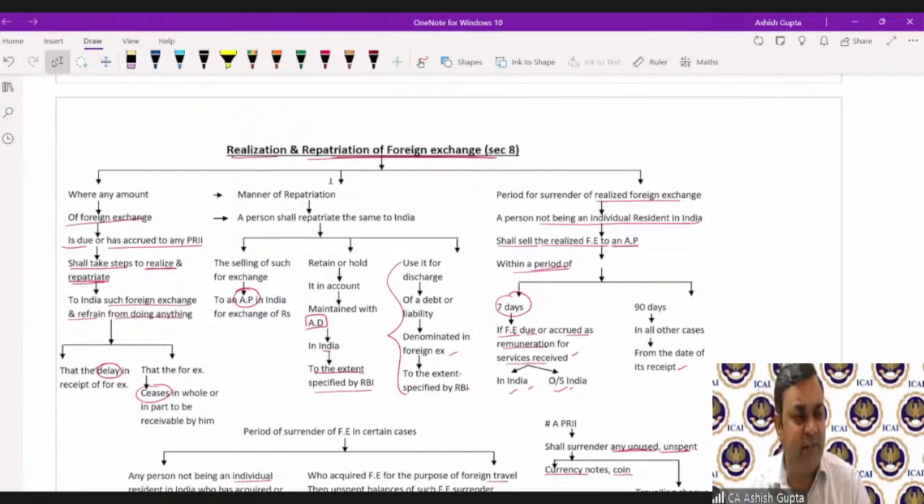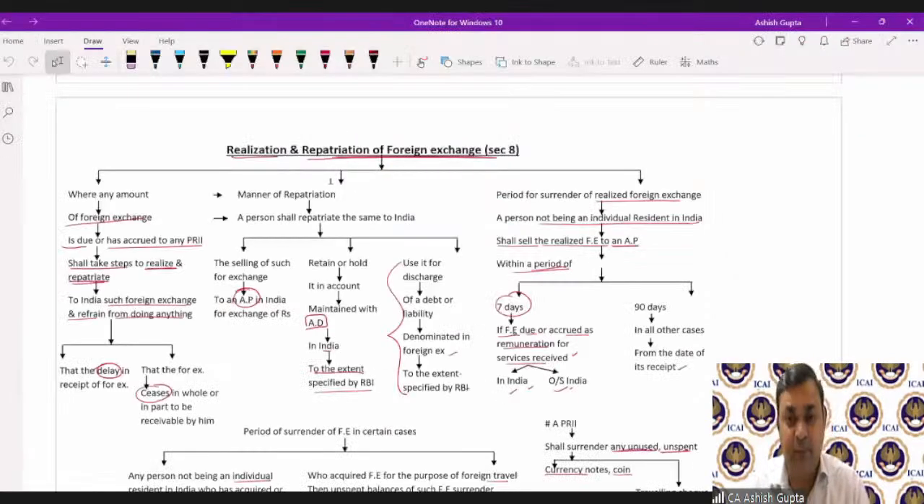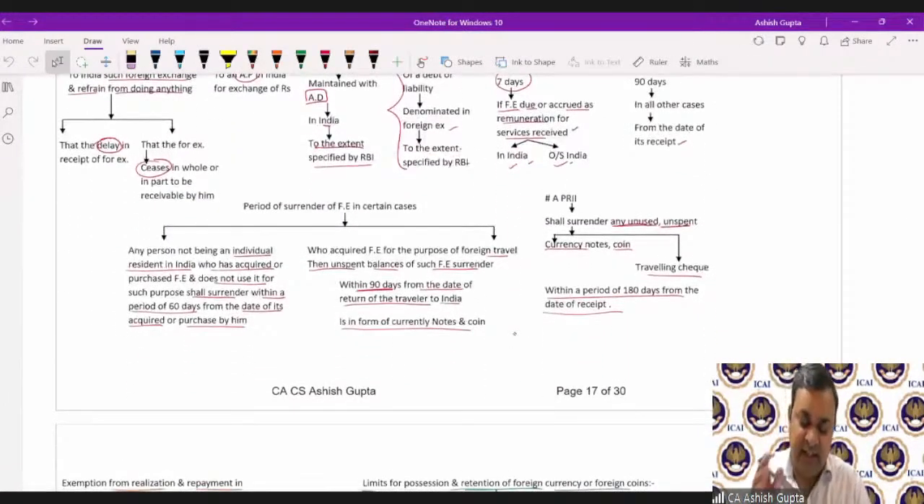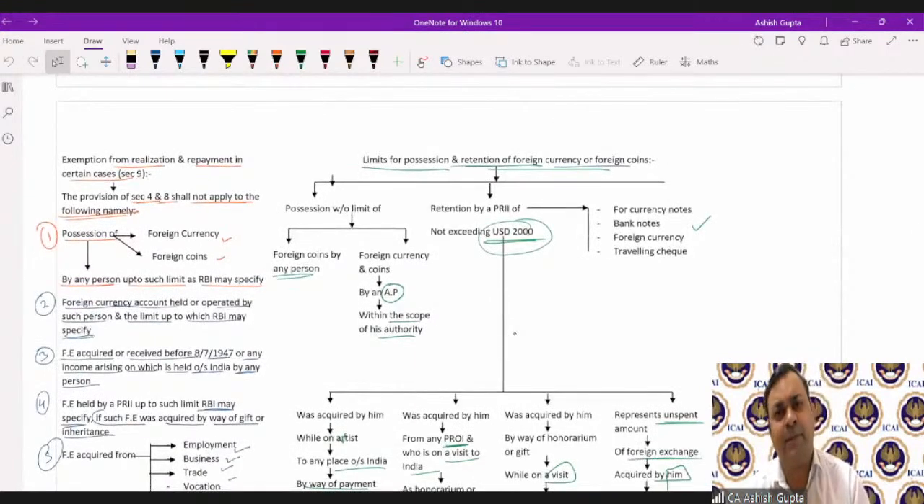Section 8 deals with the realization and repatriation. That is, whatever amount you can realize, you need to bring that amount as soon as possible. You need to sell that foreign currency to the authorized person, or you can hold such amount as prescribed by the Reserve Bank of India. And there is a time prescribed of 60 days and 90 days, as the case may be. Section 9 provides the exemption from realization and repatriation in certain cases.